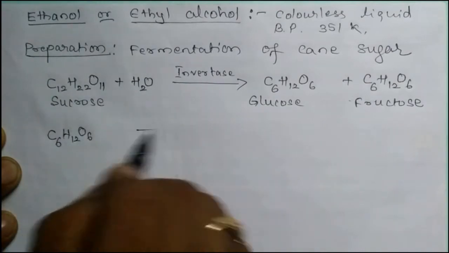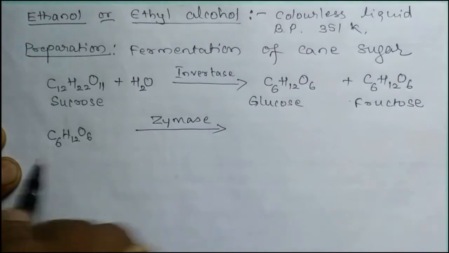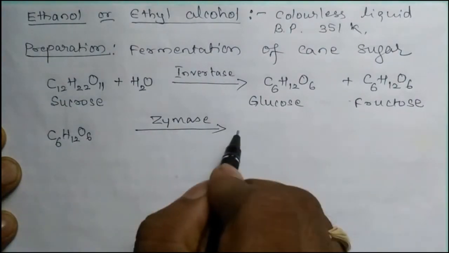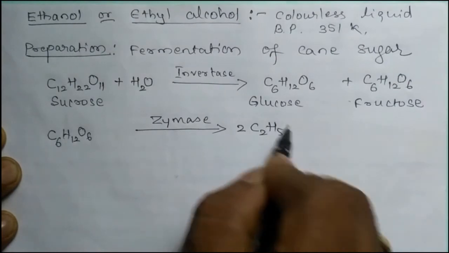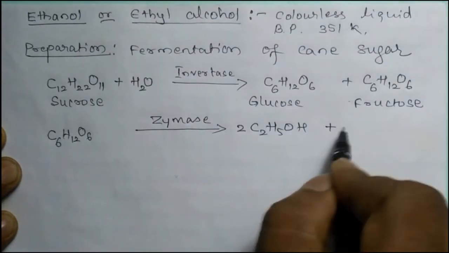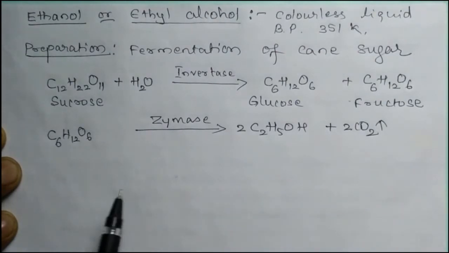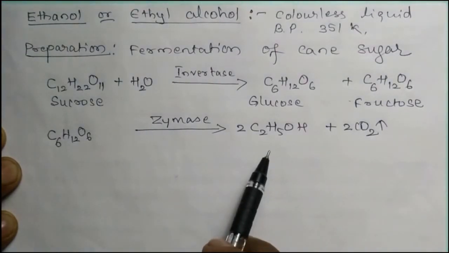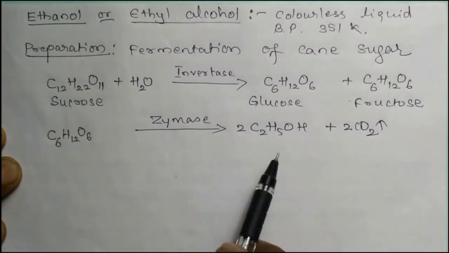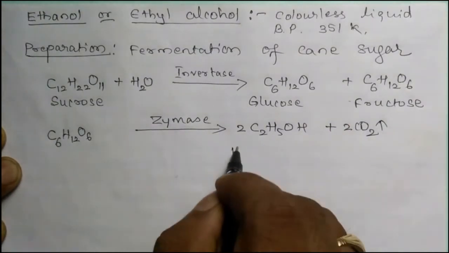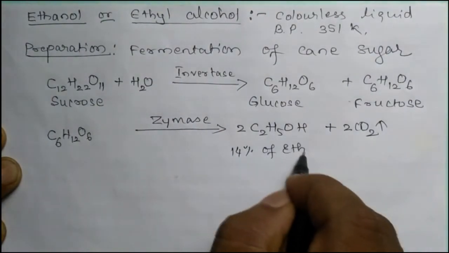Then enzyme zymase converts glucose or fructose, C6H12O6, into ethyl alcohol, 2C2H5OH, and carbon dioxide. Here the ethyl alcohol formed is having a percentage of 14%. You are going to get 14% of ethanol.